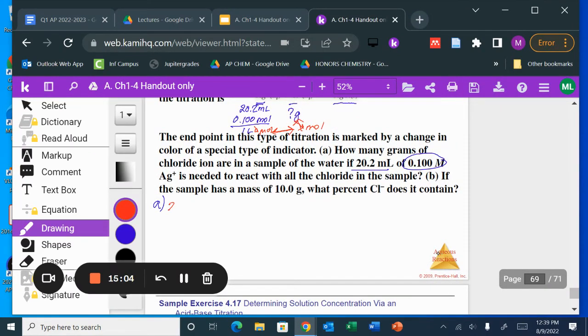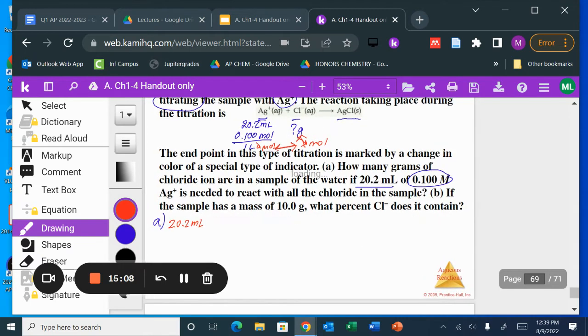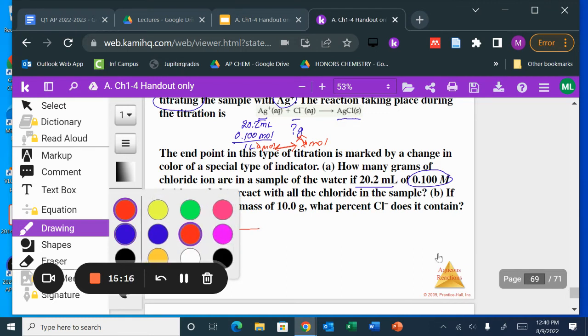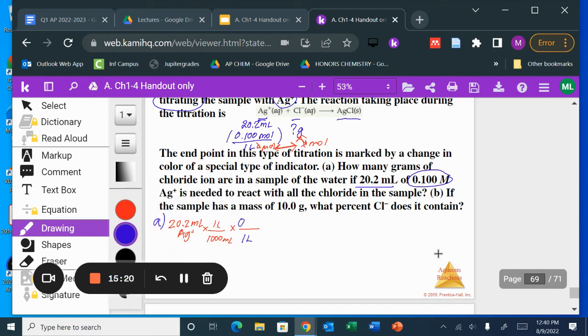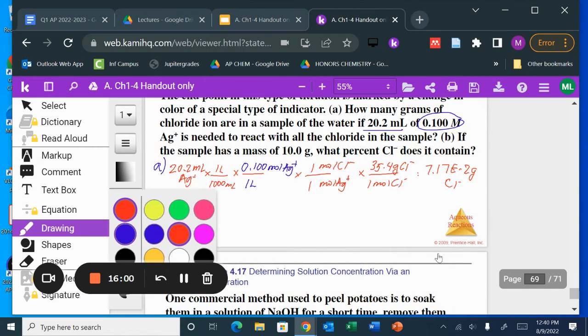Okay, here we go. So you start with 20.2 milliliters of Ag+. 1,000 milliliters is 1 liter. I'm going to use this ratio now: 1 liter is 0.100 moles of Ag+. Drop the moles Ag+. For every 1 mole of Ag+ is 1 mole of Cl-, and then go to grams because that's what they want. For every 1 mole of Cl- is 35.4 grams Cl-, which equals 7.17 E negative 2 grams Cl-. Okay, easy.